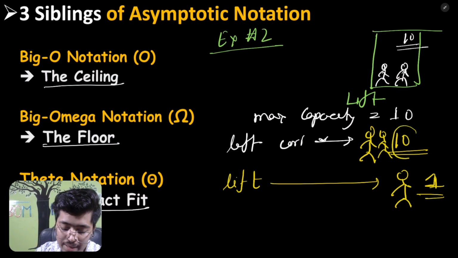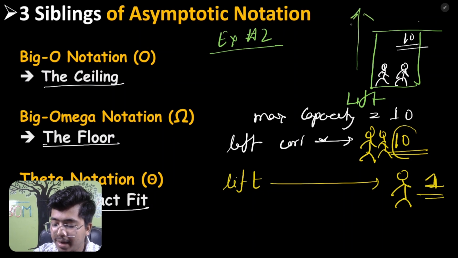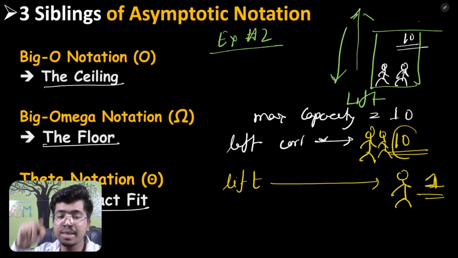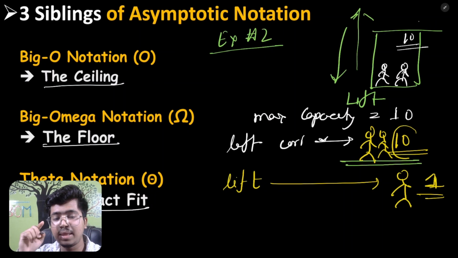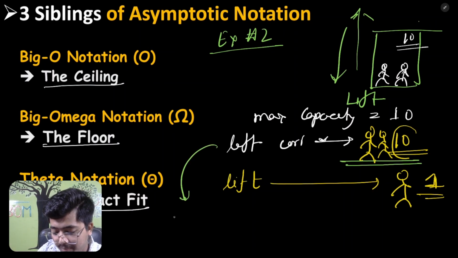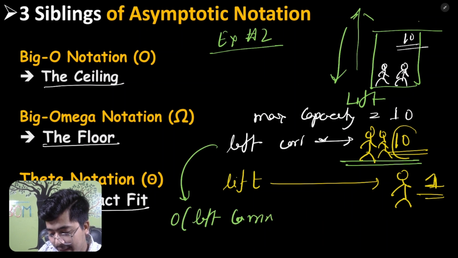So we can represent these things as a function. That is, the lift is going up and coming down, which means it is a function that is being operated. We can represent this function by two types of notation. Lift carrying 10 out of 10 is the upper bound case, so we can represent this capacity by big O notation, that is big O of lift carrying equals 10.